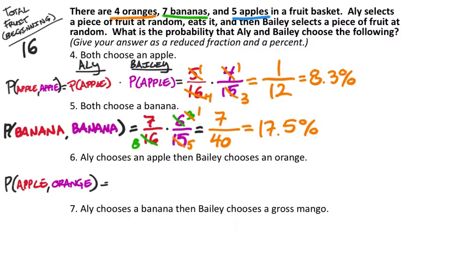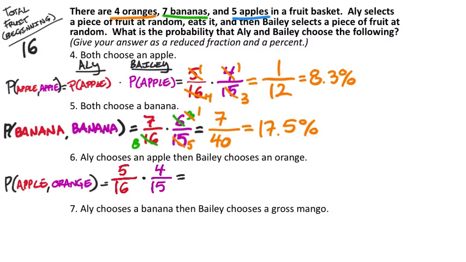So first up, for Allie to choose an apple, of course, there's 5 apples in the basket. So it's 5 out of 16 total pieces of fruit. Now when Bailey goes to choose her orange, there are 4 oranges in the basket, okay? But this is where it becomes dependent, because Allie took out a piece of fruit. So now there's not 16 pieces of fruit in there, there's 15. 4 of those, though, are still oranges. Okay, so that's why we get to multiply these across.